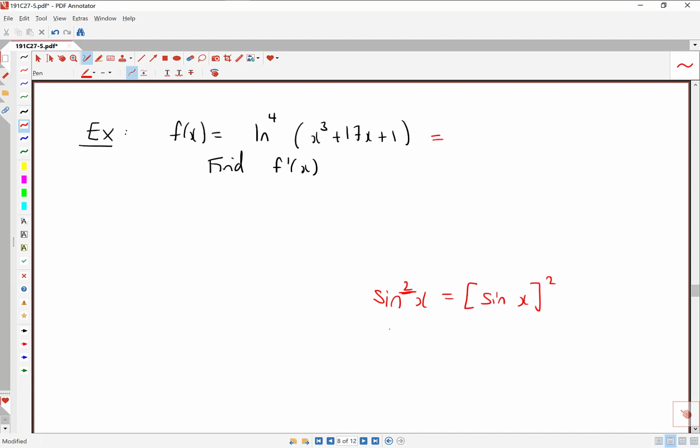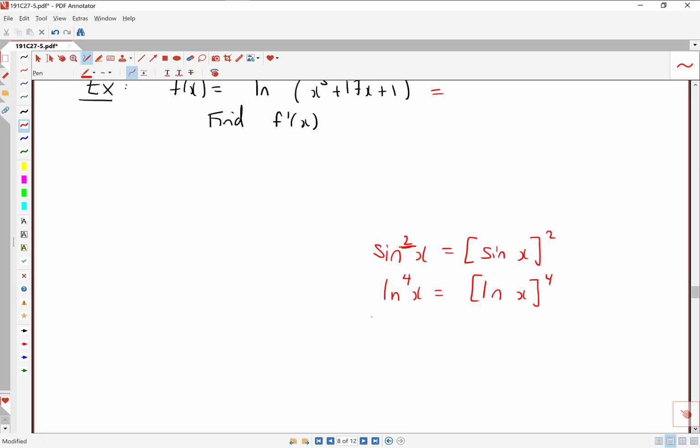The same thing happens with ln. If you had ln to the 4th x, what that means is calculate the value of ln x and then raise that value to the 4th power. Even if you had something more complicated in place of the x, this would still be true. So ln to the 4th of, let's say, x to the 9 minus 22, still just means calculate the value of ln of x to the 9 minus 22, and then whatever that value is, raise that to the 4th power. This is exactly the kind of rewrite that we're going to have to do in this particular problem.